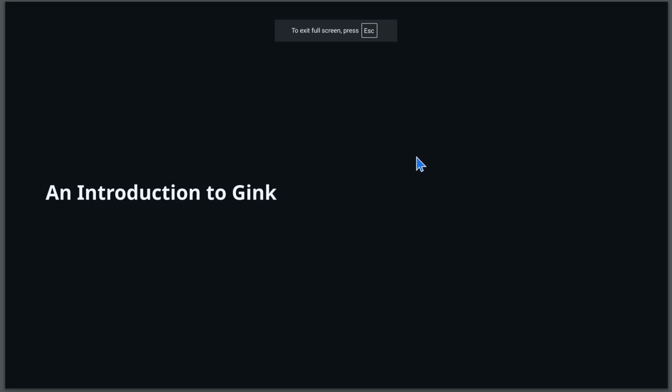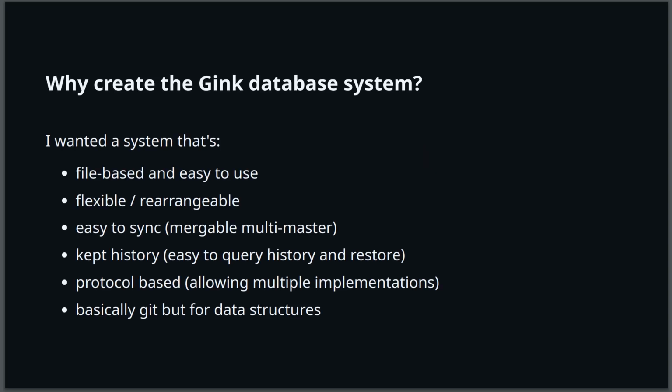This is an introduction to the Gink database system. So why did I create this? I wanted a database system that's file-based and easy to use, flexible, easy to sync, and most importantly, it's possible to keep the history, a detailed record of all the transactions, and be able to jump back to snapshots and stuff like that. So basically this is something like Git, but for more complicated or even more common data structures.